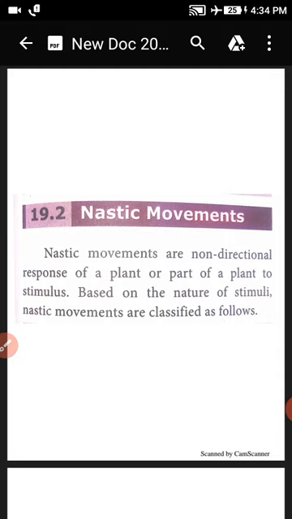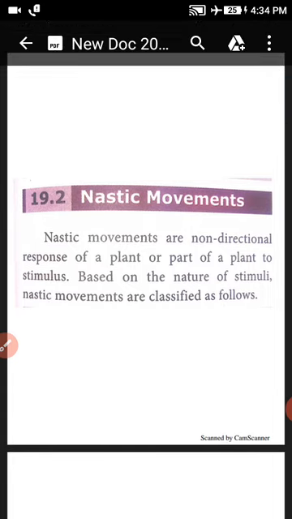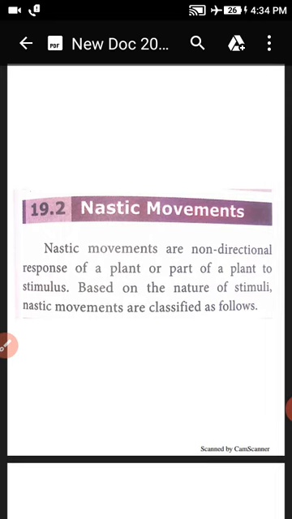Already we have seen the plant physiology introduction and tropism in plants. What does tropism mean? Tropism is a unidirectional movement of a whole or part of a plant towards the direction of stimuli. Next, the types of tropism: phototropism, geotropism, hydrotropism, thigmotropism, and chemotropism.